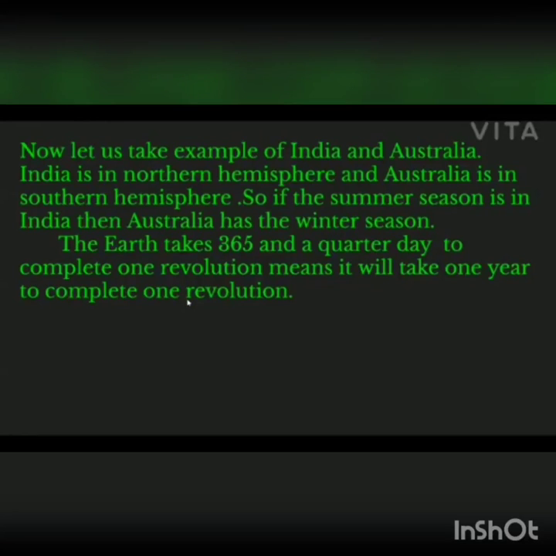Now let us take the example of India and Australia. India is in the northern hemisphere and Australia is in the southern hemisphere. So if it is summer in India, then Australia will have winter. The Earth takes around 365 and a quarter days to complete one revolution, which means it will take 1 year to complete one revolution.